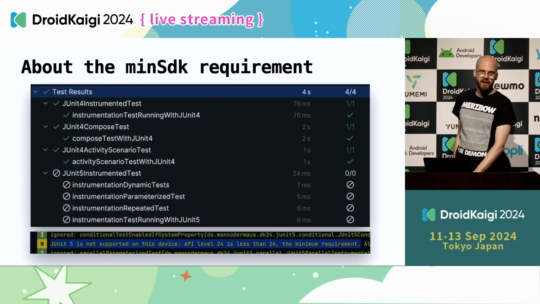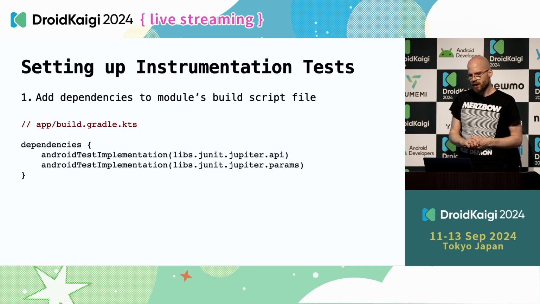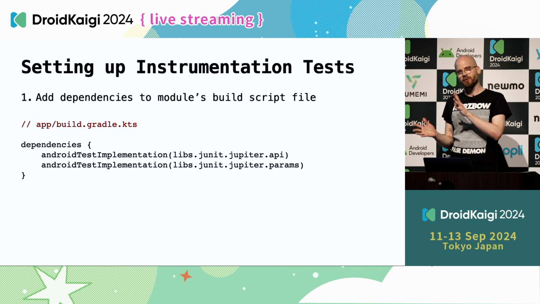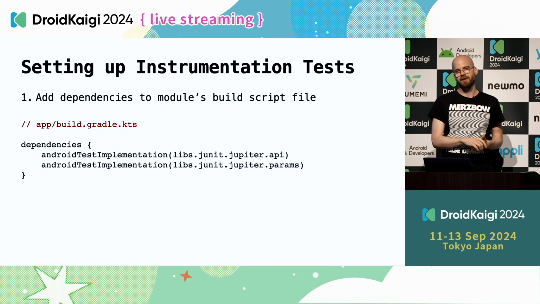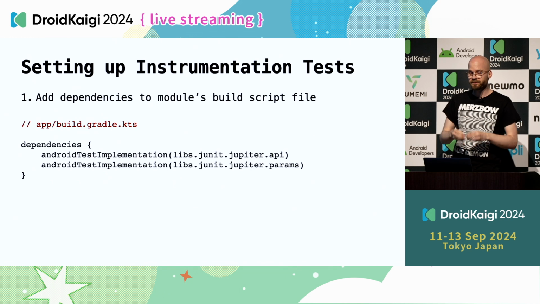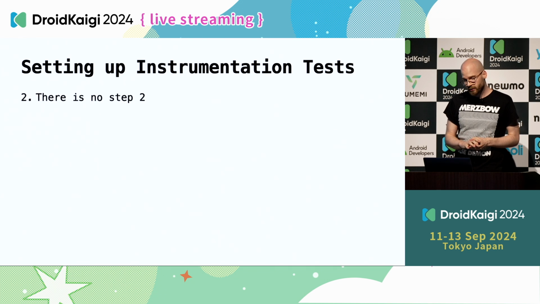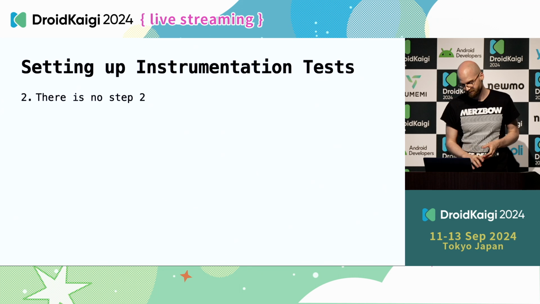Let's set up instrumentation tests, and then we're done with the setup, I promise. So for instrumentation tests, the first thing you want to do is you go to your module build script, and you add the Jupiter dependencies to the Android test implementation this time. Again, API and params, they belong together. And then you have set this up. Step 2, there is no step 2. You're now ready to write instrumentation tests with JUnit 5.